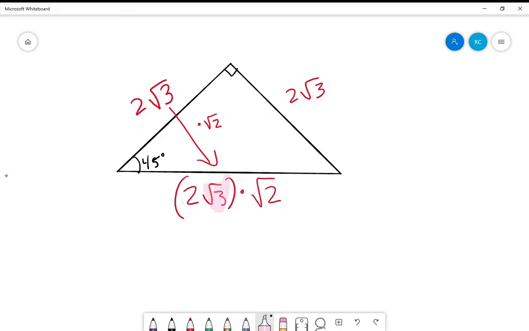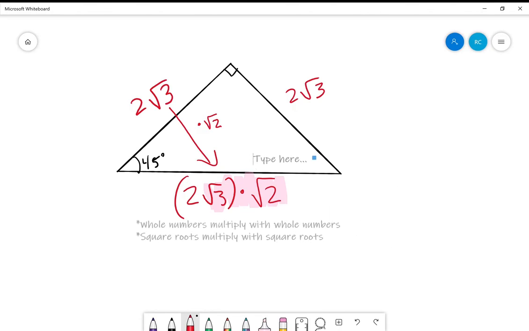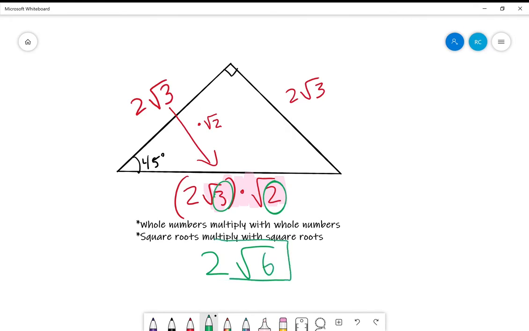Okay, so how do I deal with this nonsense? Here's the easiest way to remember it for me. Whole numbers multiply with whole numbers, square roots multiply with square roots. So we've got this whole number 2, but it's not being multiplied with anything, so it just stays 2. The square root of 3 times the square root of 2 is the square root of 6. And that's our answer.